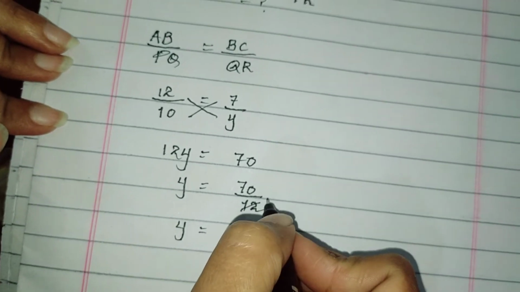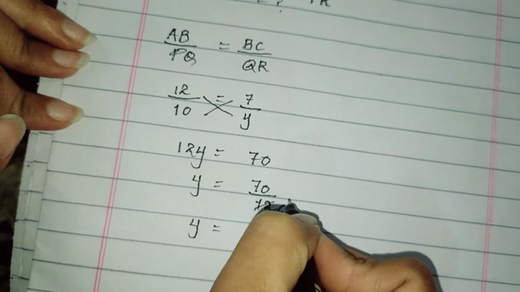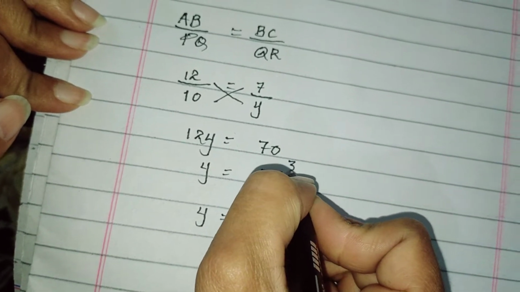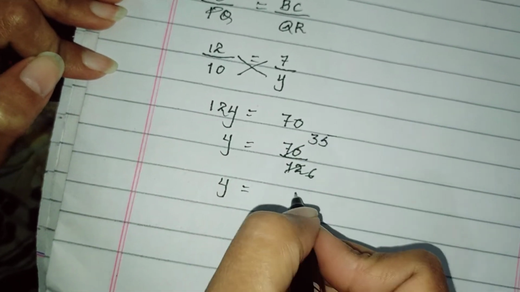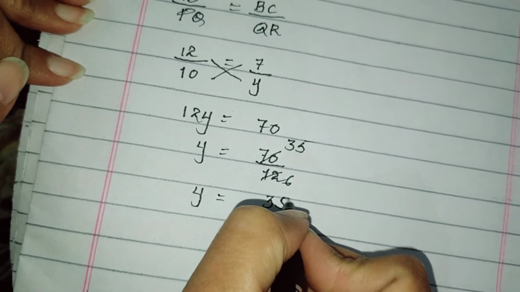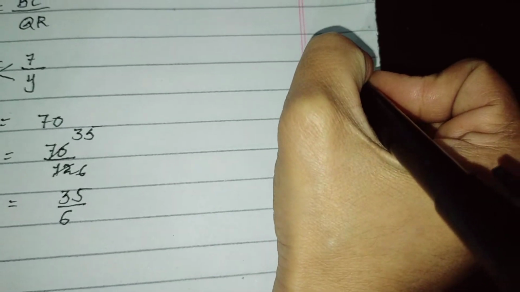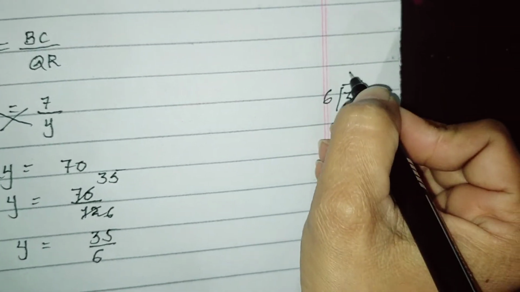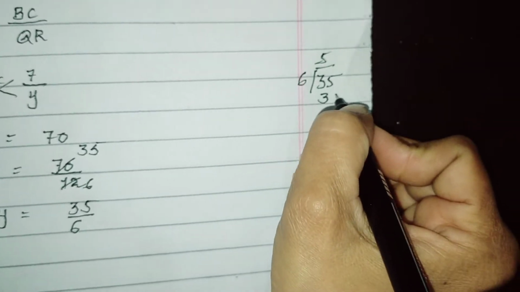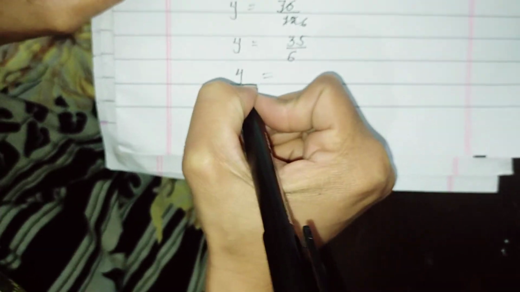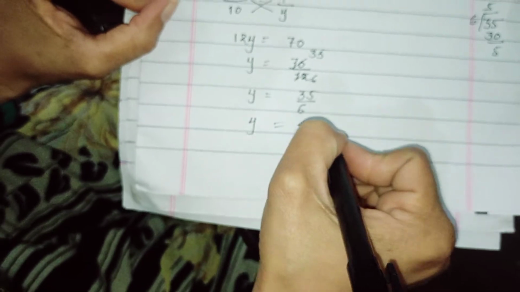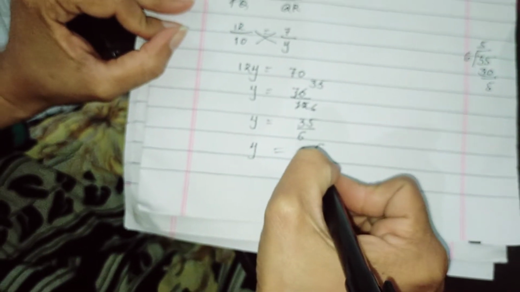That will be, 2 sixes are 12, 2 threes are 6 and 2 fives are 10, so 35 over 6. When we solve it, 6 fives are 30 and the remainder is 5. So Y is equal to 5 whole 5 over 6.